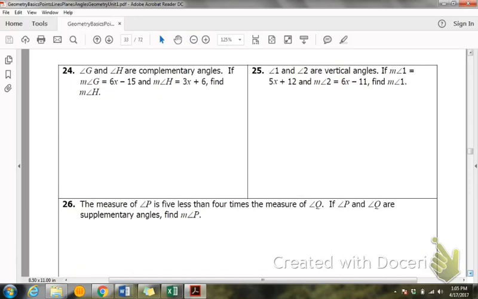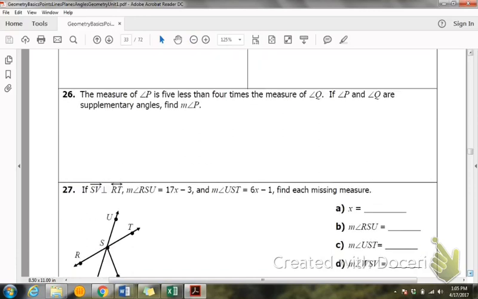What about 25? What do we know about vertical angles? They're equal to each other, right? So on number 25, we know vertical angles. That's a vocab word you need to know. They are equal to each other, so I can set those two angles equal to each other. Okay, number 26. You do have one like this on your test.